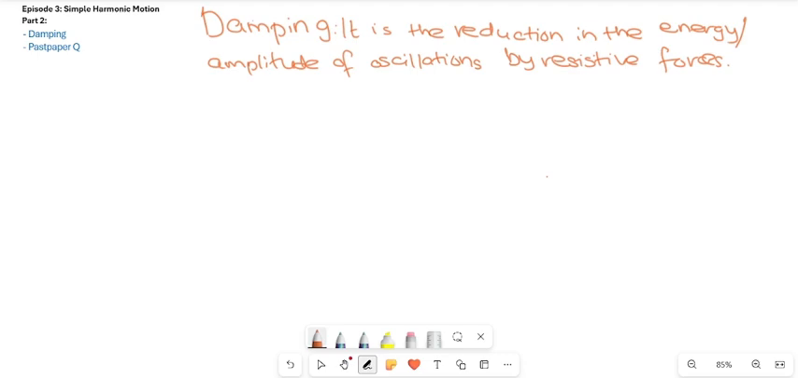Or you can also think of it when you have an oscillation. Let's say you have a pendulum and then you start moving it, you'll see how it gradually comes to a stop because of the resistive forces, that is air resistance in this case.